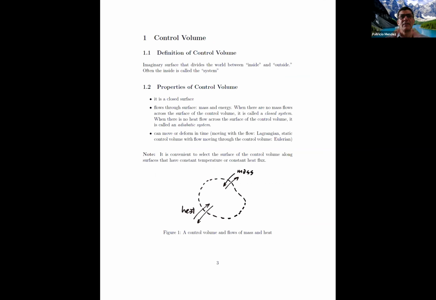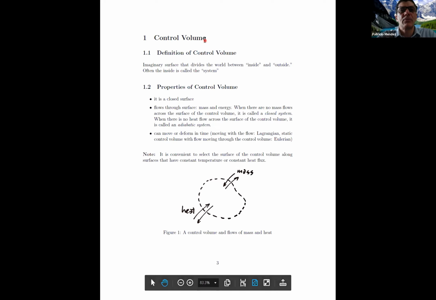Okay, the class starts right now. We are going to introduce our first concept, and it's the concept of control volume. So what is a control volume? A control volume is something very simple.